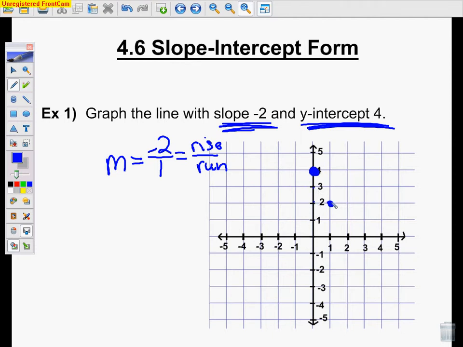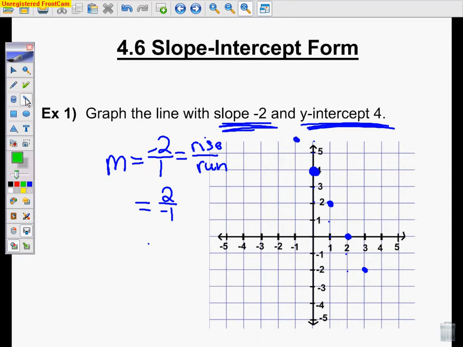And then from that point, this point right here, we can make other points. We can go again down 2, right 1. Down 2, right 1. Or even from this, we know that negative 2 over 1 is the same thing as positive 2 over negative 1. So we could have also gone up 2, left 1. So this point also would have been on our graph.